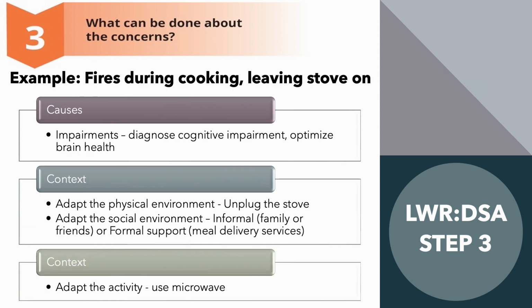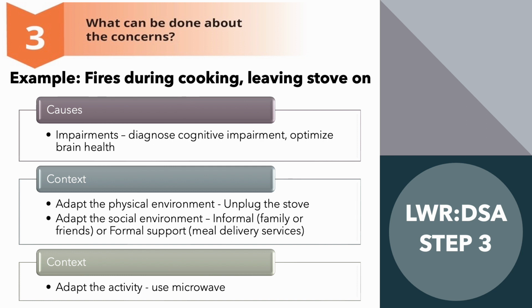Here's an example of a concern of fires that happens in the context of cooking as the individual forgets to turn the stove off. As common cognitive impairment is suggested as a cause, strategies could include working up the causes of the cognitive impairment and offering recommendations to optimize brain health.